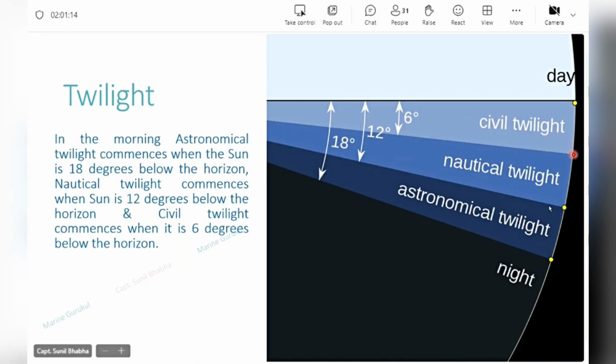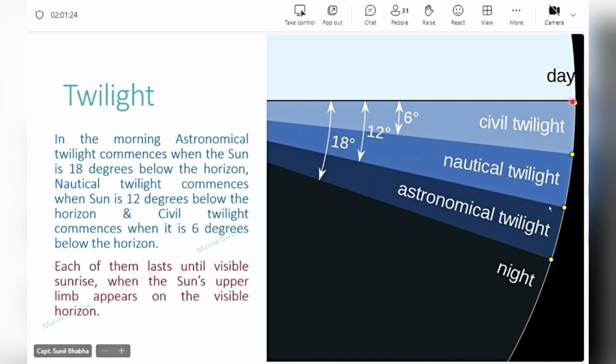Now, all these three twilights go up to the sunrise. Each of them, the astronomical twilight, nautical twilight, and civil twilight, lasts until the visible sunrise. Visible sunrise is when the sun's upper limb appears on our visible horizon. That's the instant we call visible sunrise.